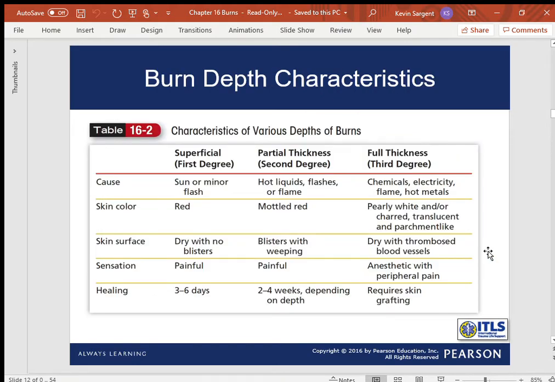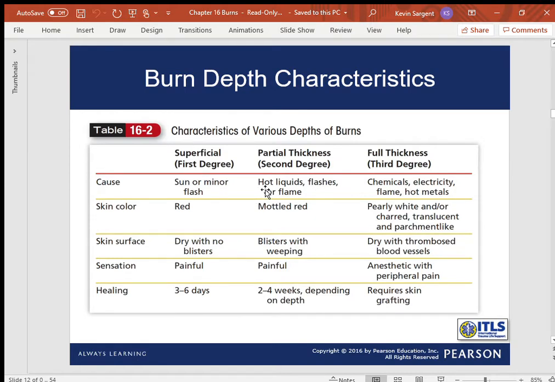Okay, so we look at the burn depth characteristics, how we look at this. First degree might be a sunburn, someone's laid out, might be a flash burn. A flash burn is having a very quick exposure to a hot source. The skin gets red. It may be dry with no blisters. It may start getting a little bit moist, though, when you get some weeping. Painful, takes 3 to 6 days to heal.